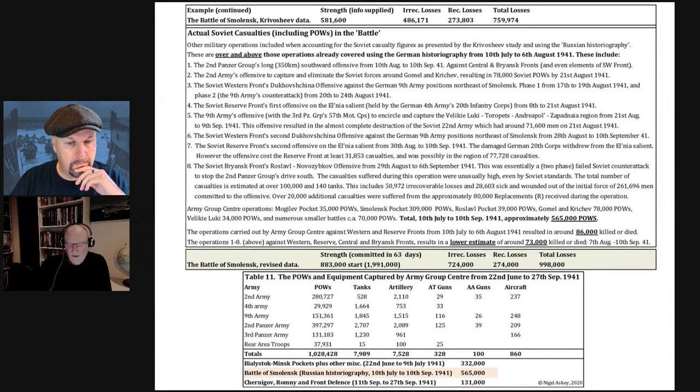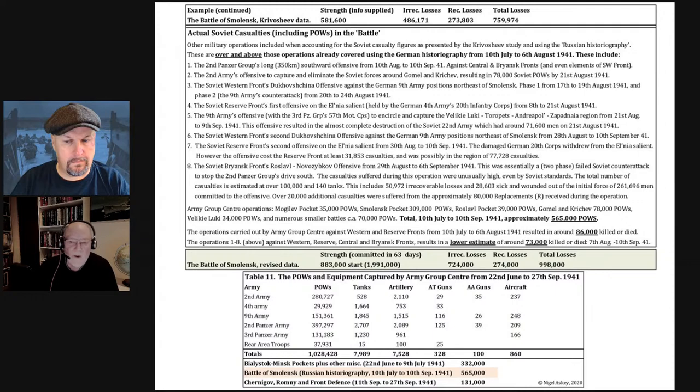So then we talk about casualties. Now, in the Krivosheev study, they come up with this 486,000. Now that includes all POWs. So when you start doing the numbers of all the pockets that existed in that area in this time frame, you come up with this 565,000 POWs. So that includes the Mogilev pocket, the Smolensk pocket, the main one, Roslavl. So these were all little battles. If you look at the chronology of what happened, you'll see that these were small encircling engagements all involved around the Smolensk area. So even with just POWs, we're already well above the 486.